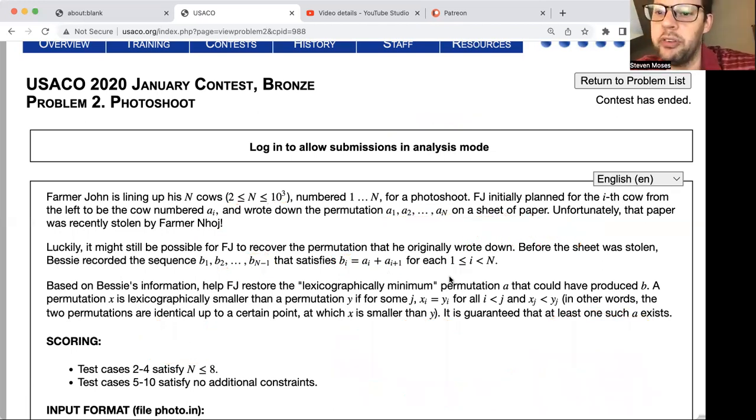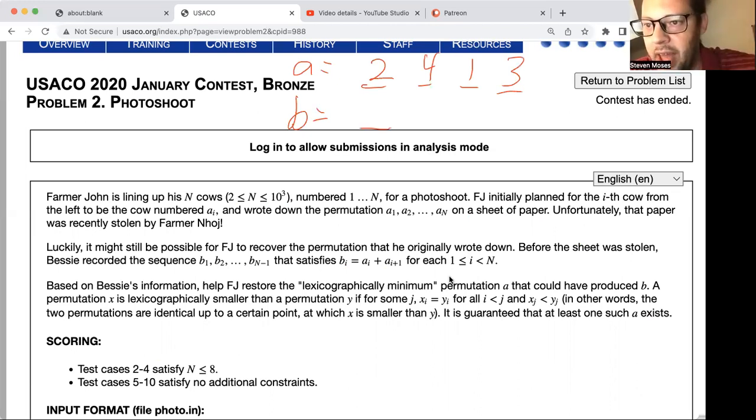Let's go ahead and actually work through one of those because it's a little hard to follow. So let's say I have 4 numbers. I'm going to do 2, 4, 1, and 3. And these are the A numbers: A1, A2, A3, and A4. What Bessie has written down in the B sequence, there's one fewer number, and each number is equal to the A of the same index plus the A of the next index. So the first B number in this case would be 6, because that's 2 plus 4. The second number would be 5, which is 4 plus 1. And the third number would be 4, which is 1 plus 3. There, however, is no fourth number because B only goes up to N minus 1. So there's one fewer B number than A number.